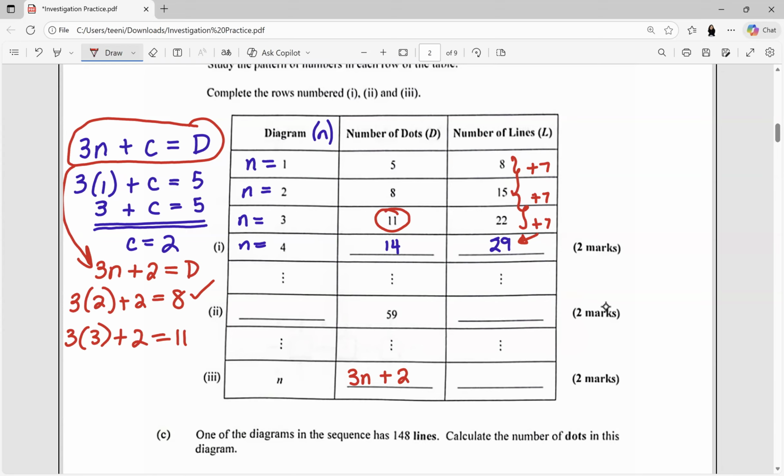So I have a question. What about if n was 6? If n was 6, what would be the number of dots in the diagram? Remember, this is the equation here. 3n plus c gives you the number of dots in the diagram. So if n is 6, guys, what would be the number of dots in the diagram? Miss, would it be 20? Yes, it would be. Tell us how.